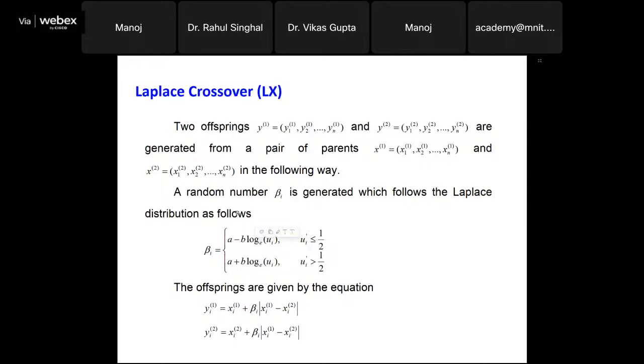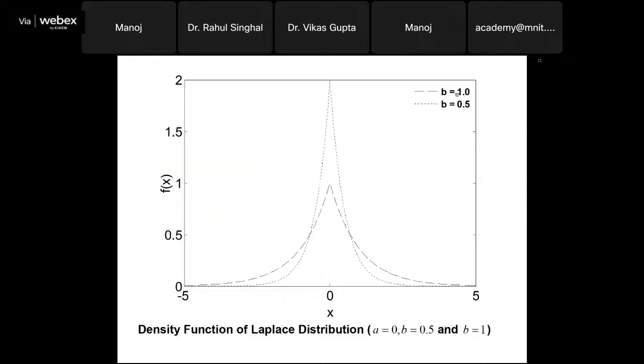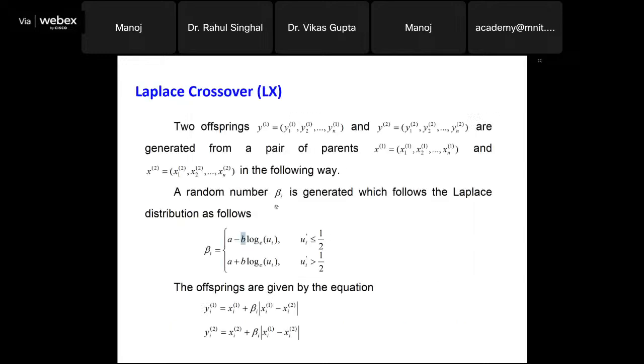How the betas are generated. These betas are nothing but a number which follows the exponential or Laplace distribution, and a is taken to be 0, the location parameter. So essentially this whole thing depends upon b. Depending upon the value of b, you can do a localized search around the parents or a much more exploratory search around the parents. So that's a parent-centric crossover.